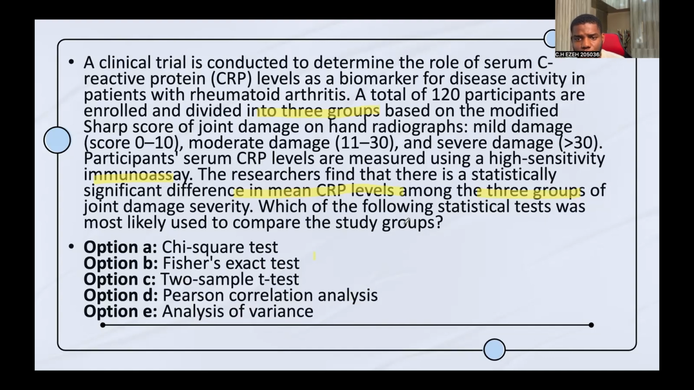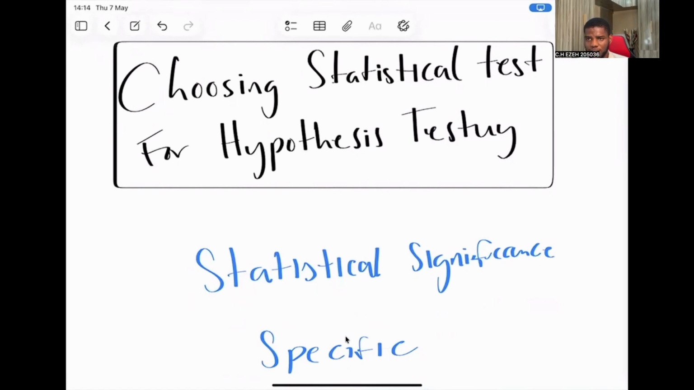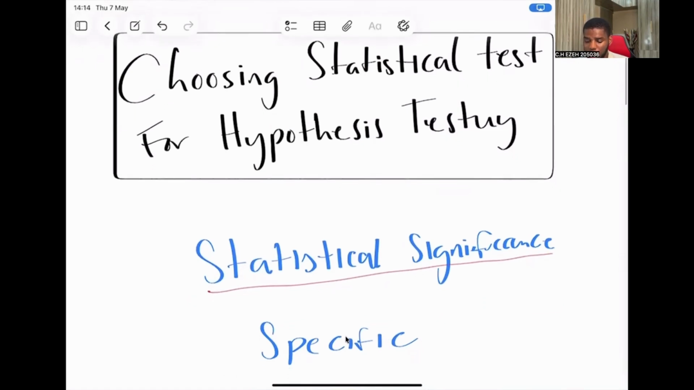So we can see a simple USMLE style question that is just trying to test our ability to choose the appropriate statistical test for hypothesis testing. Before we break it down, I'll show you how to do just that. So the first thing to know is that statistical tests are used to determine the statistical significance of an experiment outcome. That is, to find if the outcome occurred by chance. However, although there are many statistical tests, they have specific use cases. So we must understand certain things to know which statistical tests to apply.